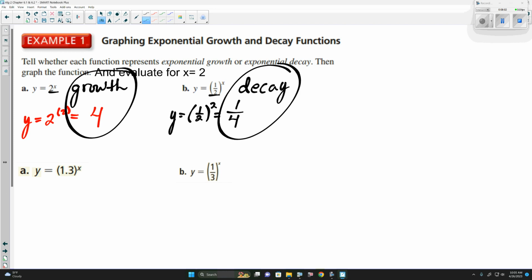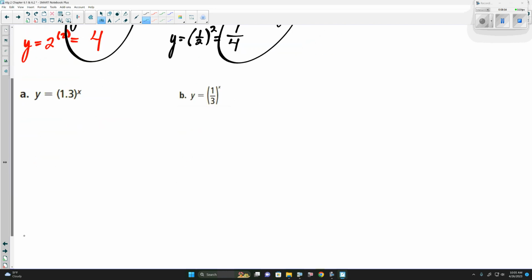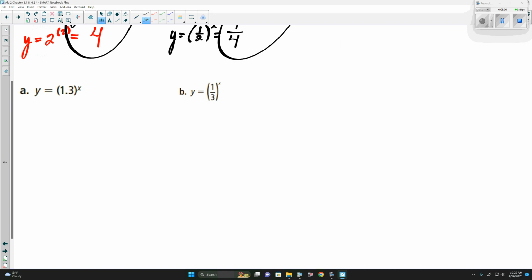Let's look at the next one, part A. y equals 1.3. The first thing we need to determine is whether it's exponential growth or exponential decay. Growth, even though it has a decimal? Yeah. Even though it does have a decimal, it is still greater than 1. Now we need to evaluate it when x is 2. So we have y equals 1.3 to the second power.